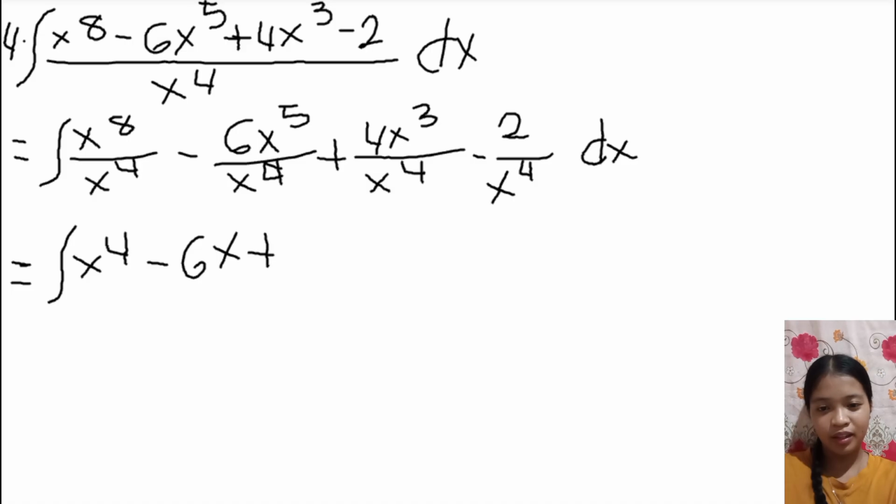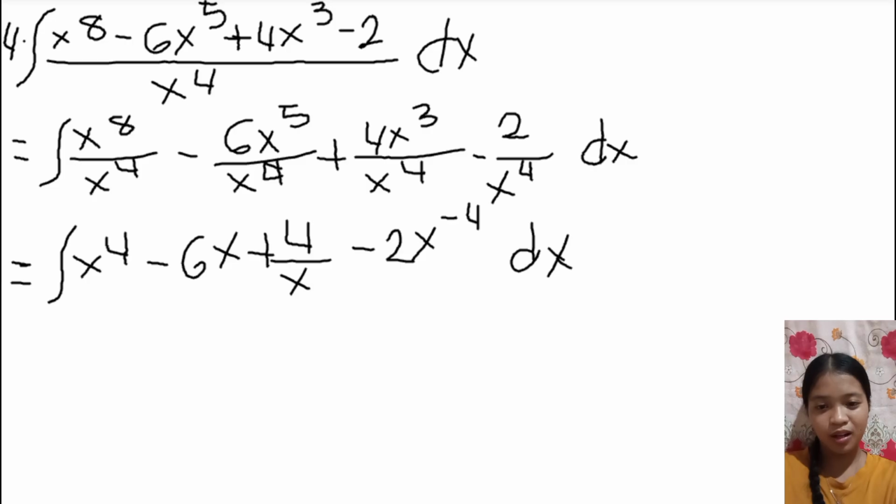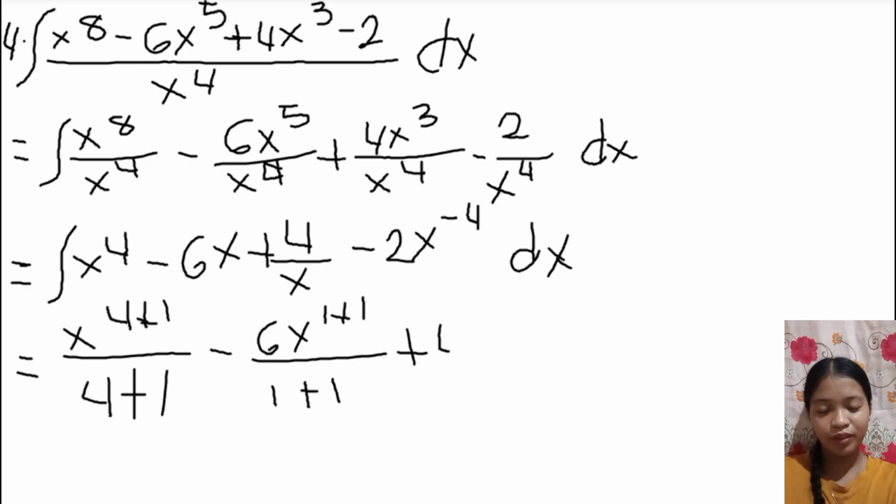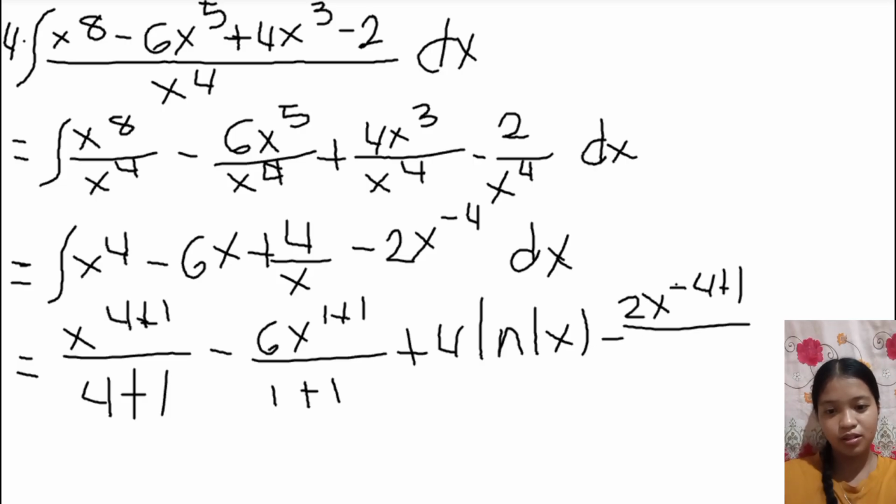So the integral of x^4 minus 6x plus 4/x minus 2x^(-4) dx. So now we can integrate it. So x^(4+1) over 4+1 minus 6x^(1+1) over 1+1. Then the integral of 4 over x is 4 ln of x, minus, then the next term is 2x^(-4+1) over -4+1, plus c.